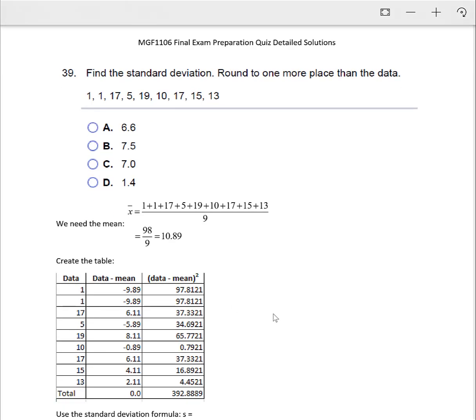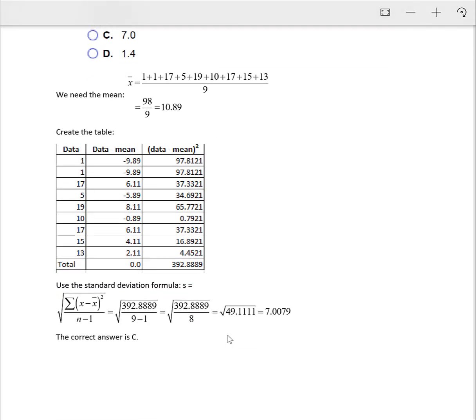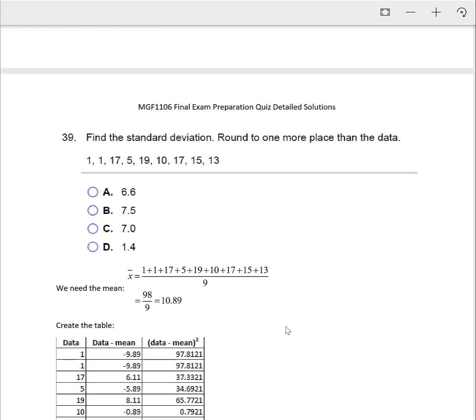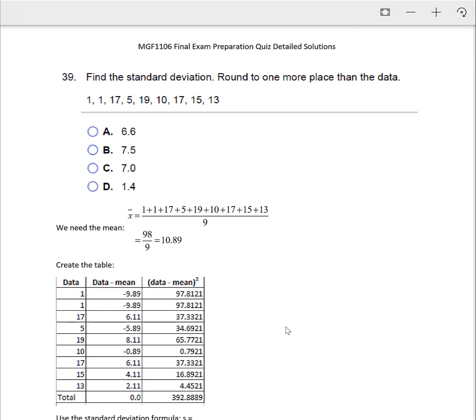And then I created my little table where I took each of the data values in the left column. In the middle column, I took the data value minus the mean. Notice that adds up to 0. In the third column, I took the second column values and squared them. And then I added those all up. And then I used the standard deviation formula, which is to take that sum of the deviation squared, divided by n minus 1, and take the square root. And the square root is approximately 7, a little bit more than 7, and the correct answer there is going to be C.